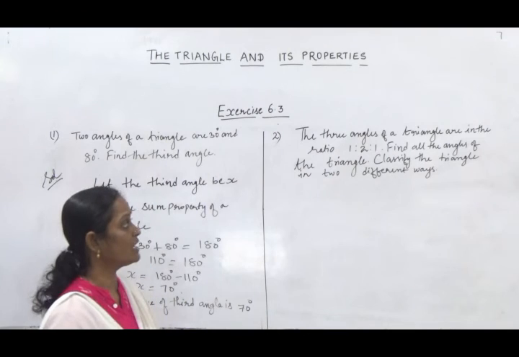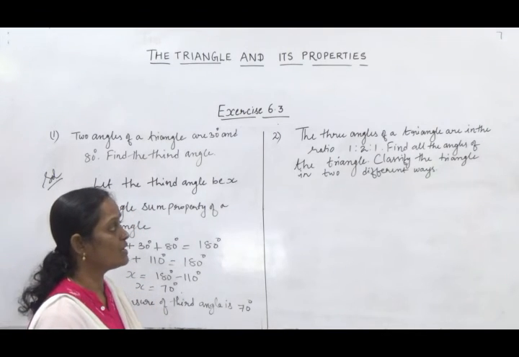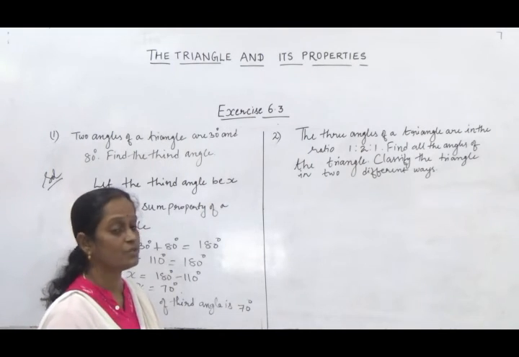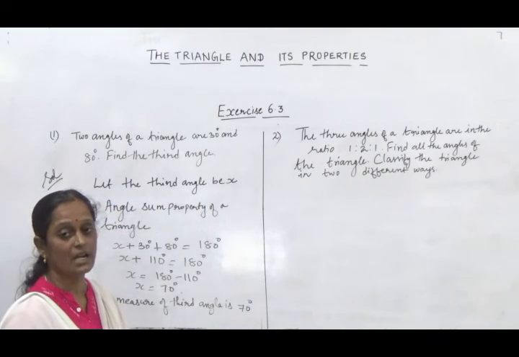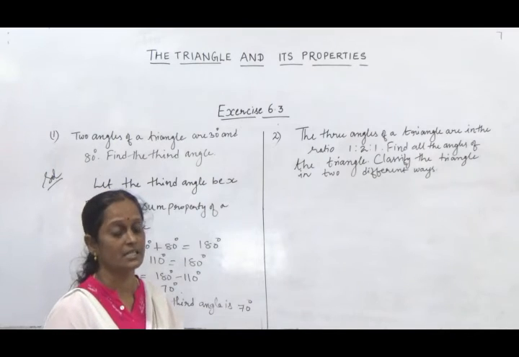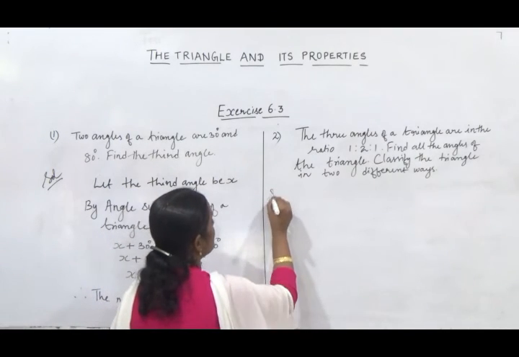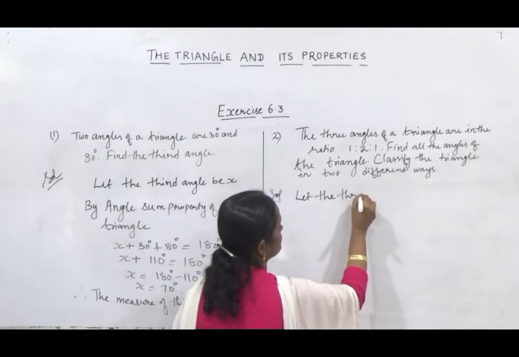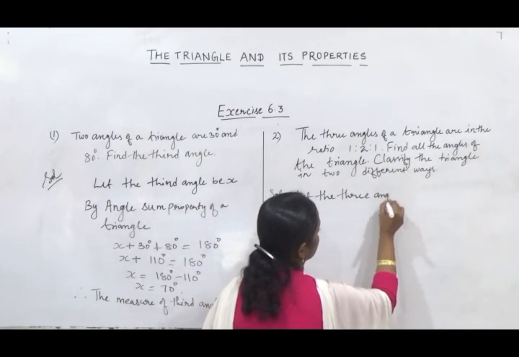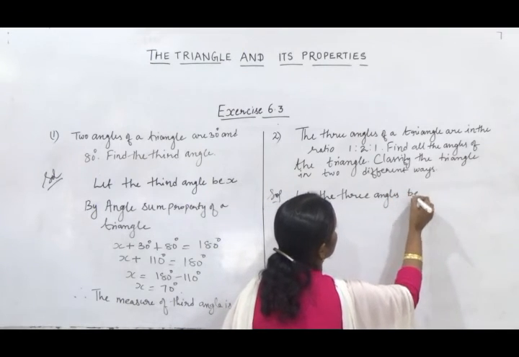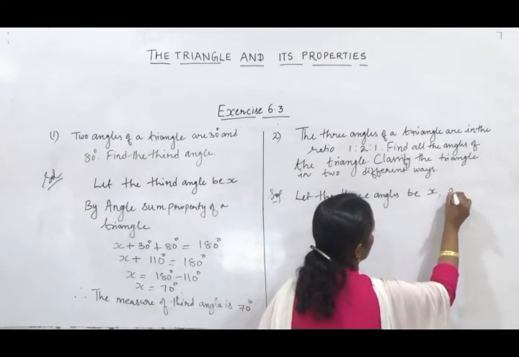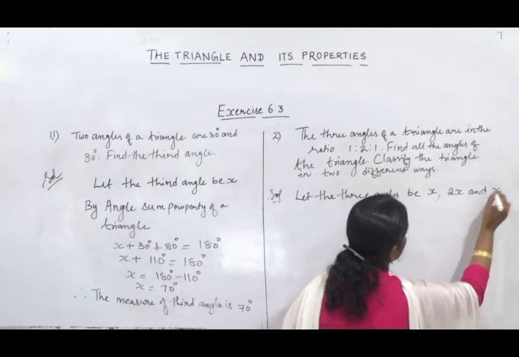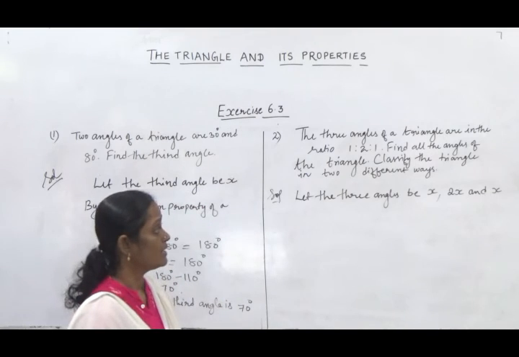Now students, one more question here. The three angles of a triangle are in the ratio 1:2:1. Find all the angles of the triangle and also classify the triangle in two different ways. Here the three angles are not given, the ratio of the three angles is given. So let the three angles be x, 2x and x.